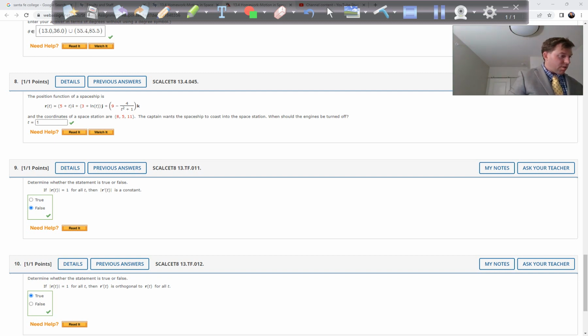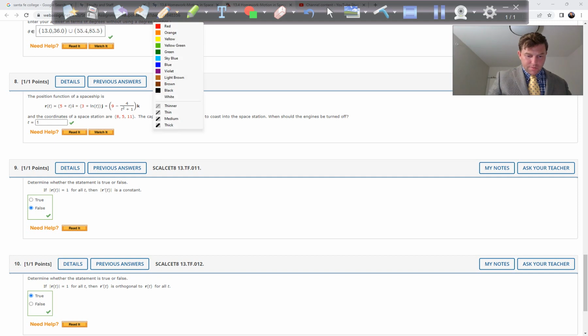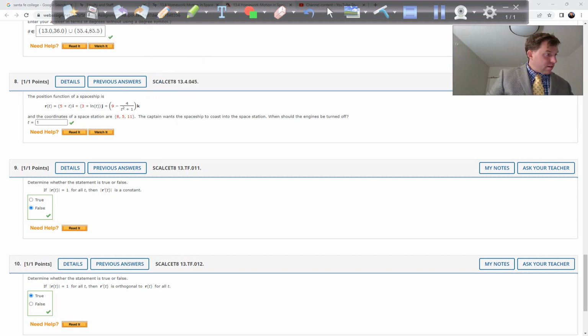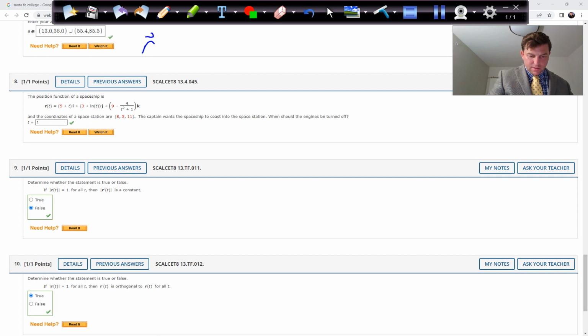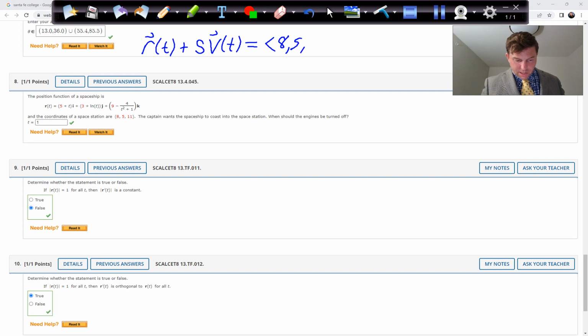So how would we do this one? We would say that we want this position vector plus some scalar times the velocity vector to equal, we can make this a vector by just writing it as 8, 5, 11, because if we assume that the spaceship is at the origin, then the vector from the spaceship to the space station is just 8 minus 0, 5 minus 0, 11 minus 0. So it's like a vector 8, 5, 11.